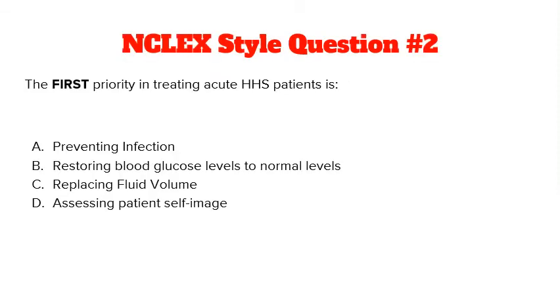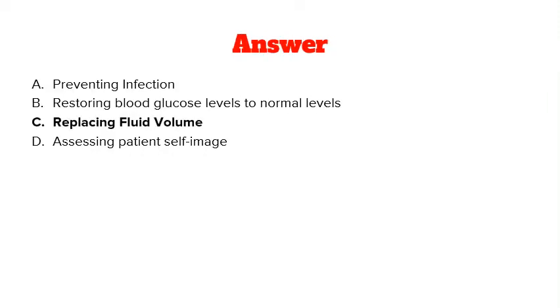NCLEX style question number 2. The first priority in treating acute HHS patients is A. Preventing infection, B. Restoring blood glucose levels to normal levels, C. Replacing fluid volume, or D. Assessing patient self-image. The answer is C. Replacing fluid volume.